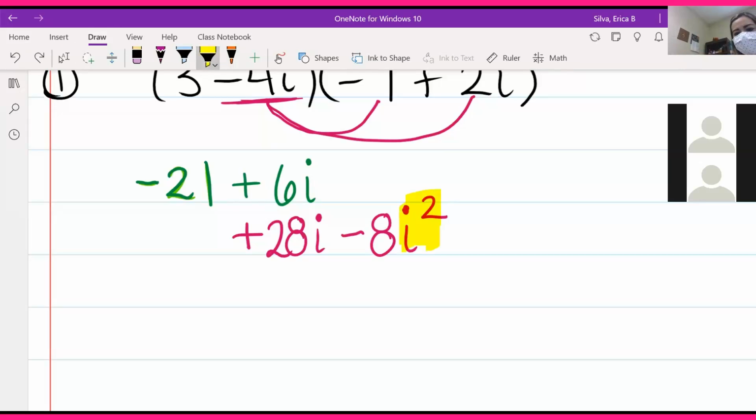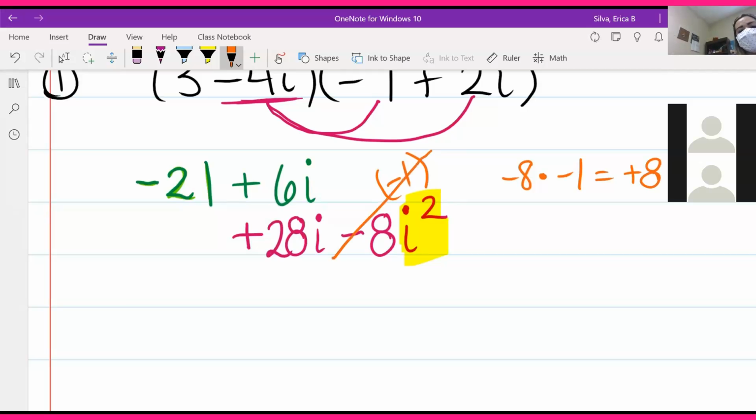We're changing this i squared to -1. -8 times -1 gives us a positive 8. So I'm going to cross it off, and because it's a whole number now, I'm going to put it under the whole number.